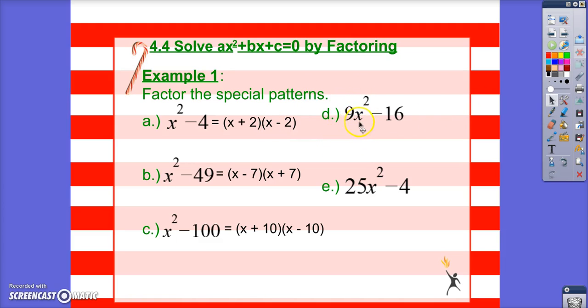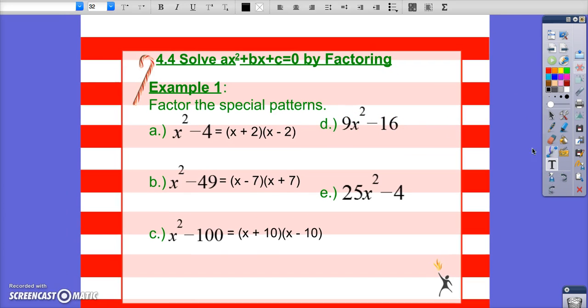Now we have a coefficient in front of x squared. See how we have the letter A here? So it's not just going to be an x squared. Now both numbers are perfect squares. So instead of just saying an x in each, we're going to say 3x minus 4, 3x plus 4. So now the 3 goes in each, 3x, and then minus 4 and plus 4. So that's the extra step to these.